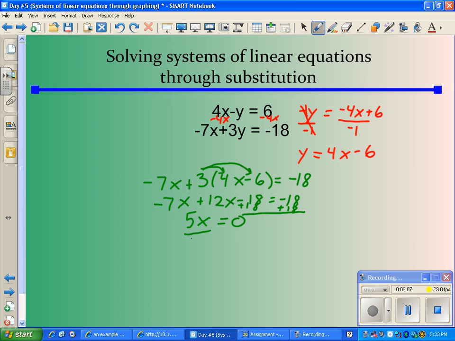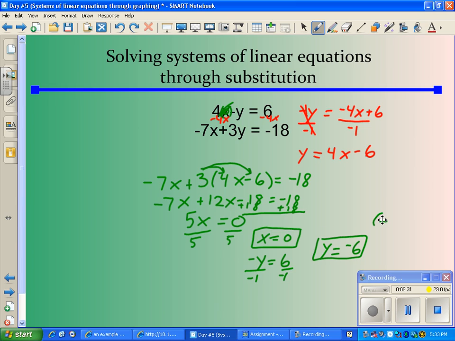So x equals 0. Well, if we plug that back in here, if you notice, if we plug it in for x, that cancels. We're left with negative y equals 6. We want to divide by the negative 1 again. And so y equals negative 6. Our last step is to put it into a coordinate pair. So, oops, 0 and negative 6, and that's our final answer.